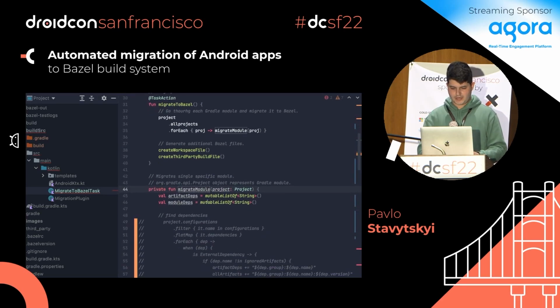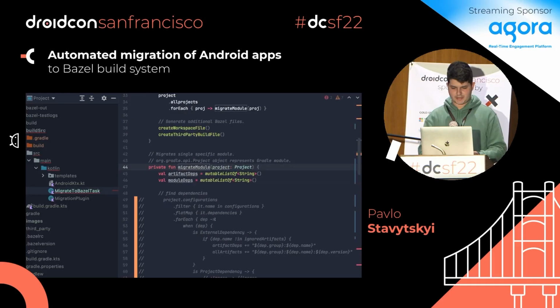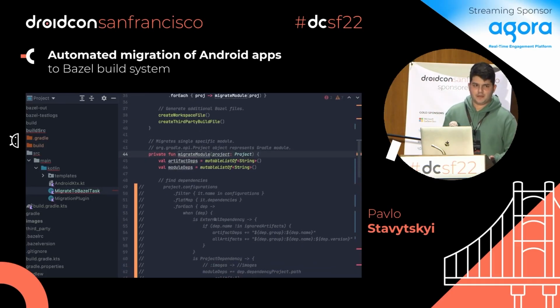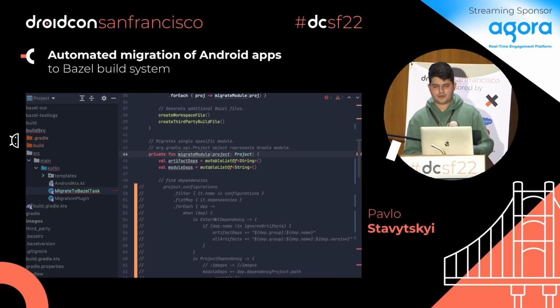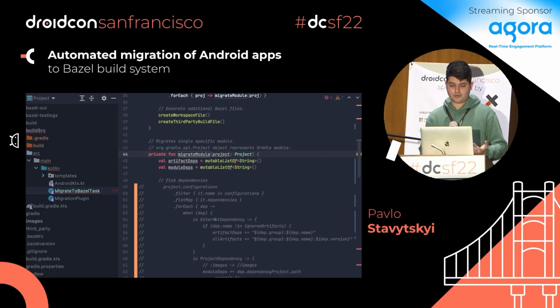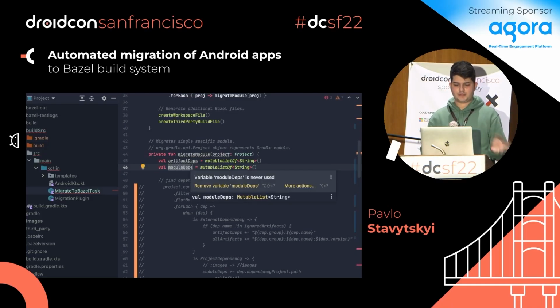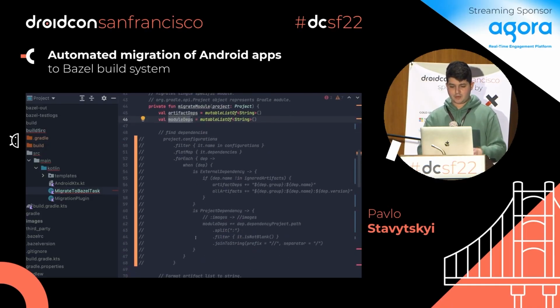Okay, so what do we need to do inside this function? The next thing that we need to do is to determine the dependencies of each module. And we will have them as mutable lists. This one will be artifact dependencies, and this one will be module dependencies, basically external and internal dependencies. And now we need to get the list of those dependencies. So what would we do?